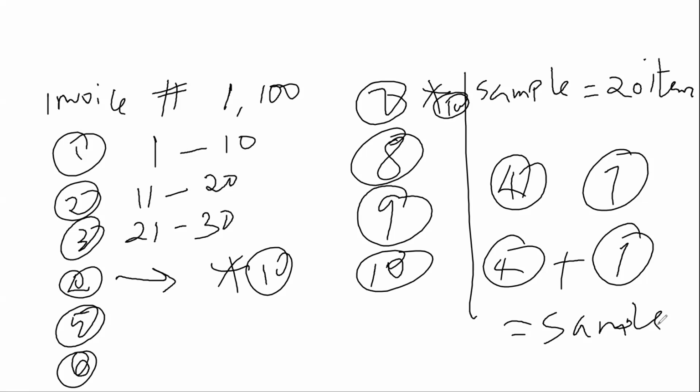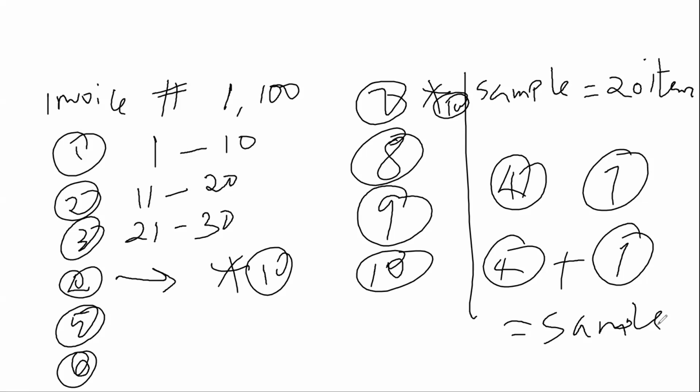Then out of those subgroups, if the sample is only for 10 items, you only take one, and you take it using a random selection method. If the sample is to be made of 20 items, then you're going to pick 2, because each group is made of 10, so that they make 20.